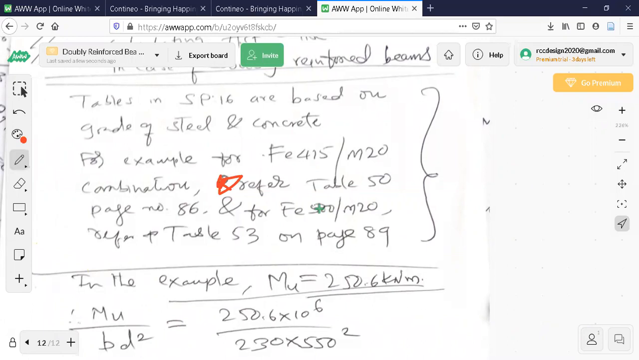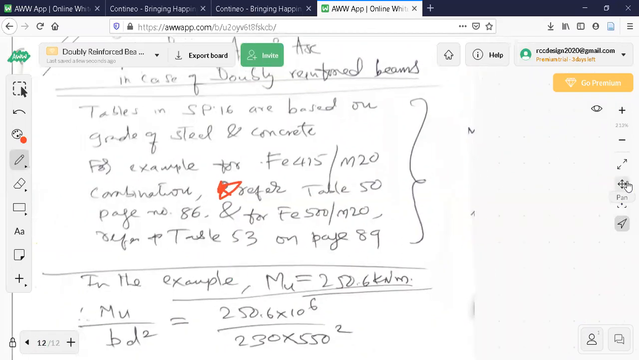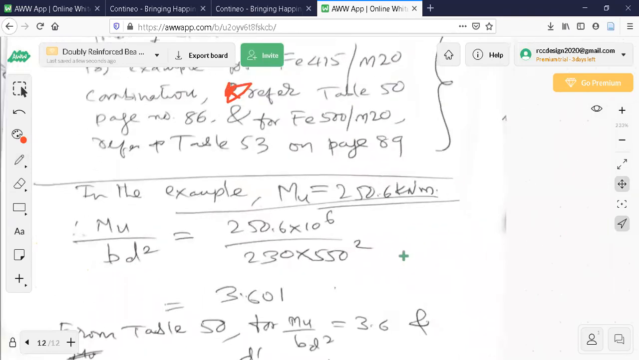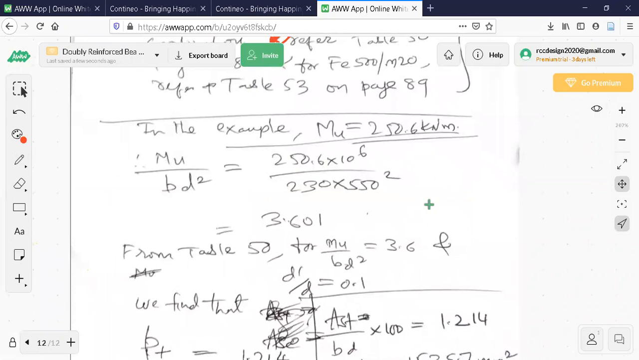So if that is happening, what should you do? Refer table 53 on page 89. That is also there in this. I'll show you that one. But since I am doing the first combination in this problem, that table is also there in these 12 pages, whatever I have downloaded. Now in the example, observe carefully how to use this table.